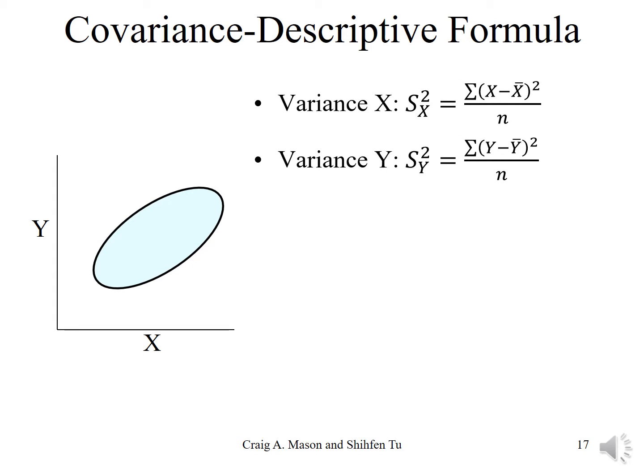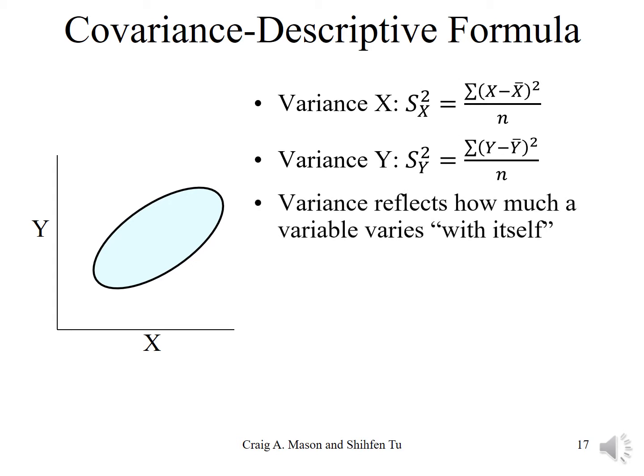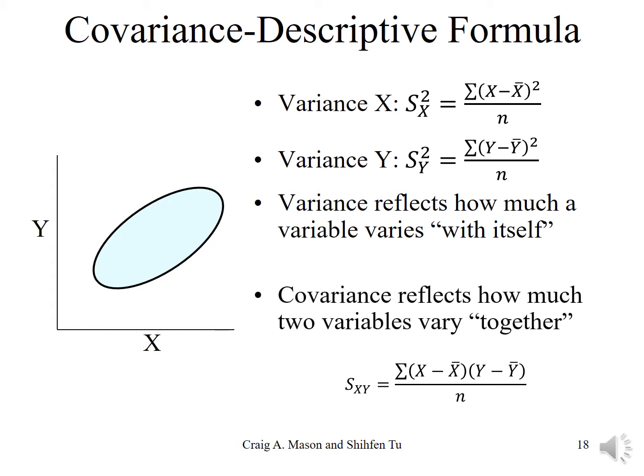Now, look at the variance of x again. Notice that the numerator is x minus x bar squared. X minus x bar reflects the variation of individual scores around the mean. It's squared, so you multiply it by itself. And you can think of it as how much individual scores vary with themselves. In contrast, the covariance can be thought of as how much two variables vary together.